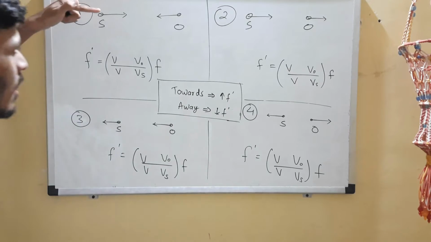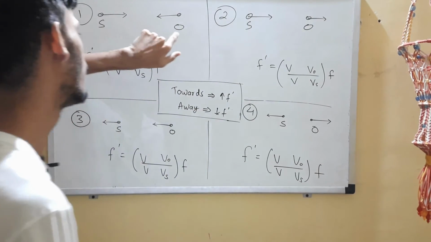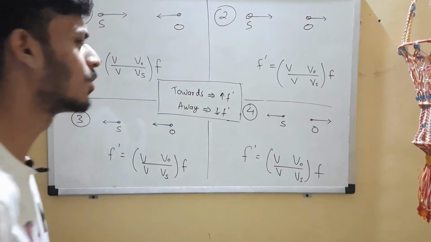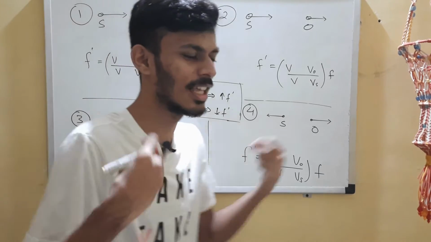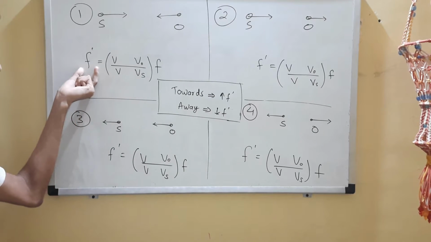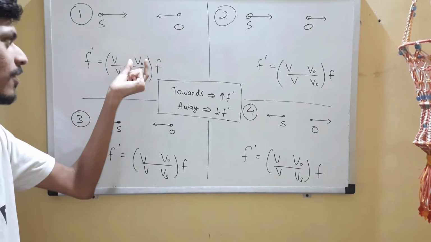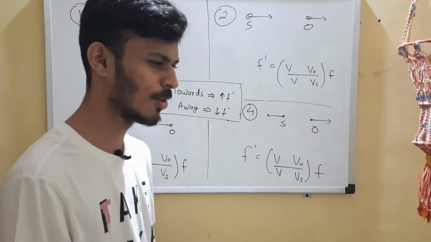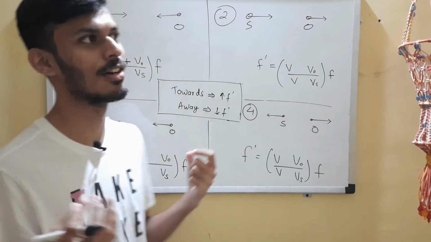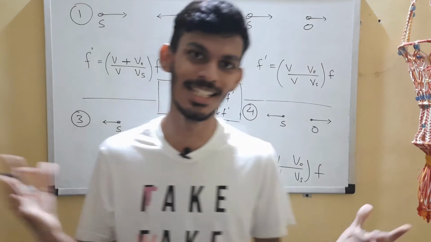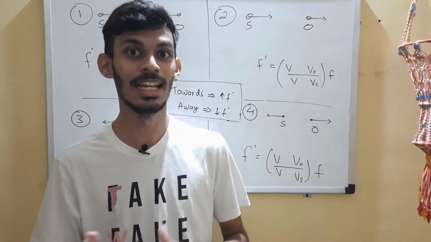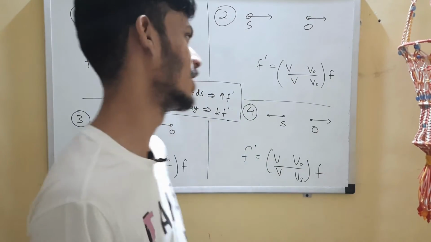So let's come to case 1. Let's see it from the observer's perspective first. The observer is moving towards the source, so it is trying to increase the apparent frequency. You can see that the velocity of the observer is in the numerator, so in order to increase the apparent frequency, just add a plus sign. If you have a fraction and you want to increase its value, you either increase the numerator or decrease the denominator. That is the logic we are using.